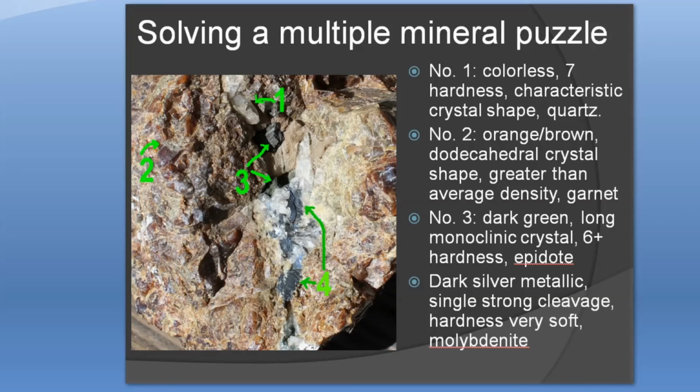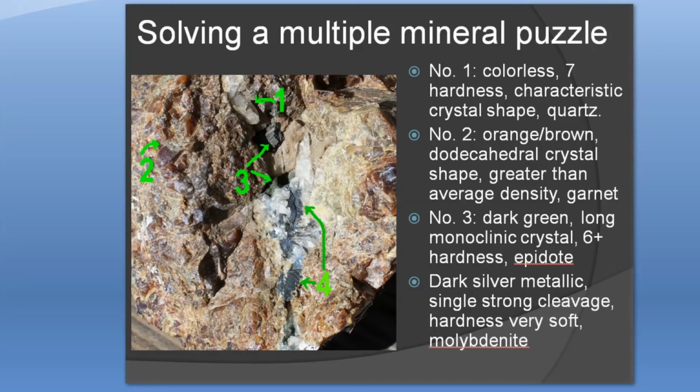Now the first one up at the top there, it's colorless, has a 7 hardness. I actually could see in the hand specimen with a loupe those horizontal growth lines along the length of the crystal that I've mentioned a couple of times already for quartz. And so that characteristic crystal shape and the growth lines pretty much identifies this as being quartz.